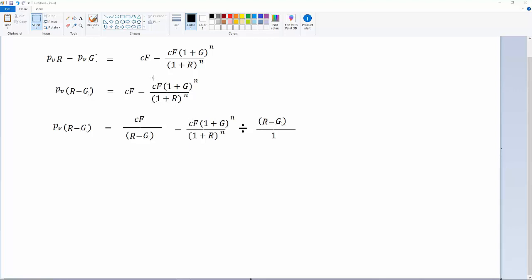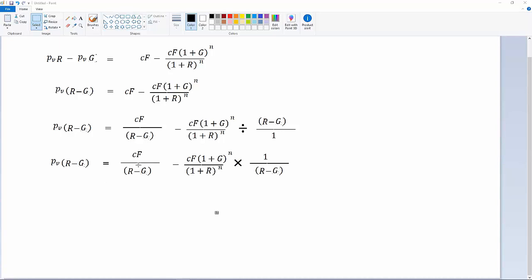But see how we have this equation, CF times (1 plus G) divided by (1 plus R)? This is one thing. And then when we divide by R minus G, this R minus G is its own thing. So dividing by R minus G is the same as multiplying by R minus G to the power of negative 1, the same thing as division as multiplication. So all we have to do is switch this over.